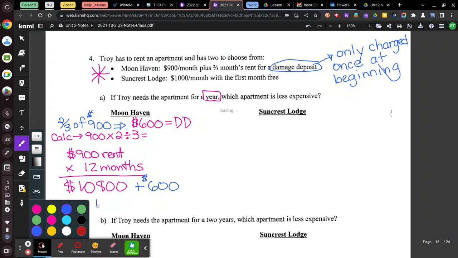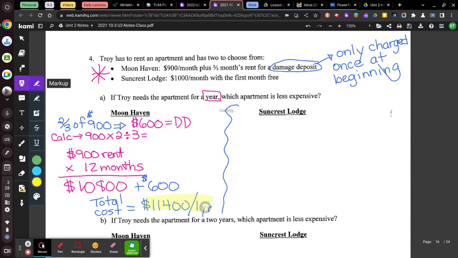So now our total cost is going to be 11,400, and that's for 1 year. So we found 1 year for Moonhaven. Moonhaven is going to charge us 11,400 for 1 year. Notice that 600, I only put it down there once, not every time.